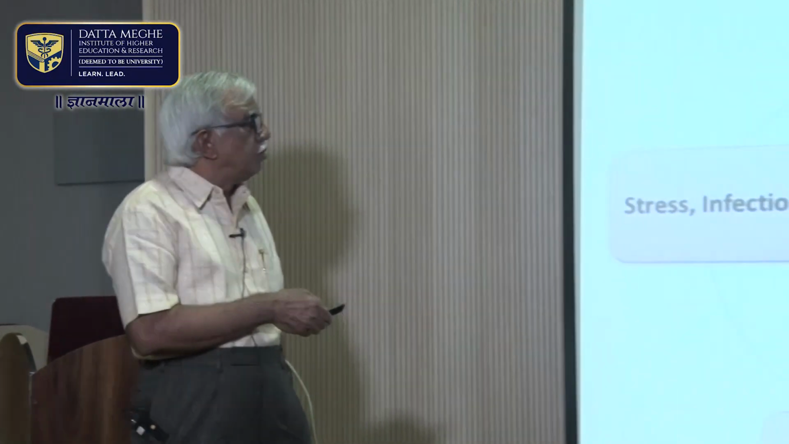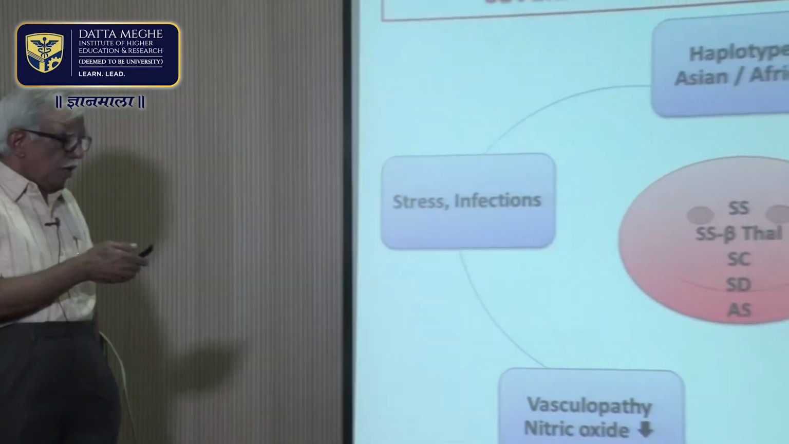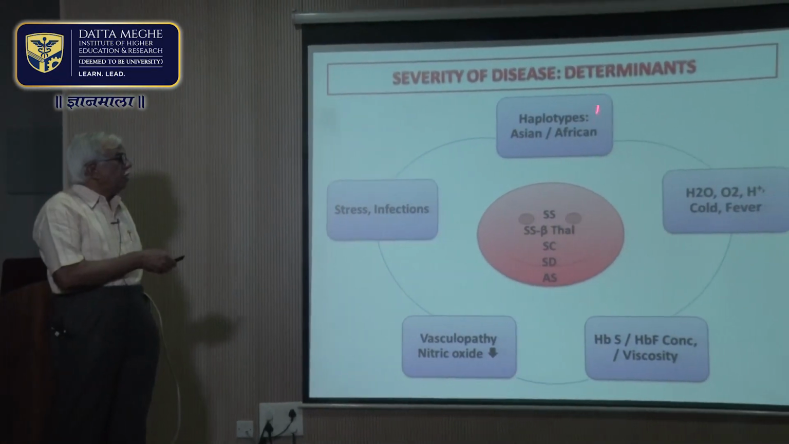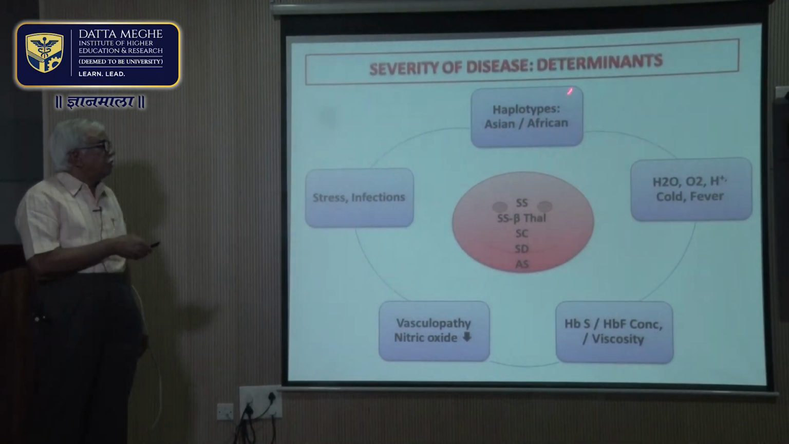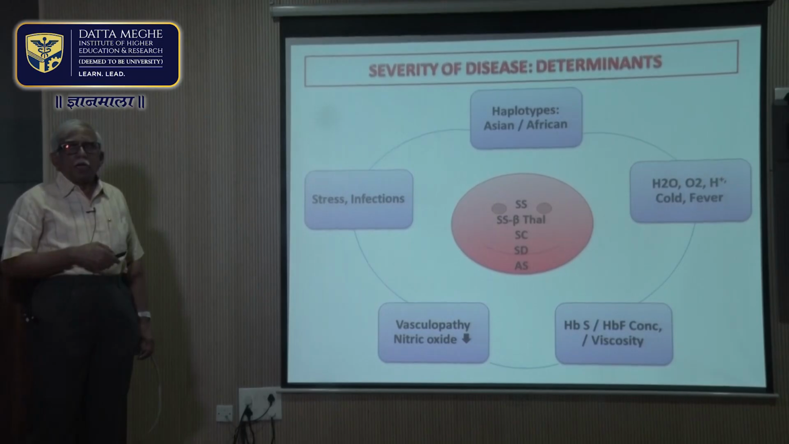Same thing is about sickle cell C, sickle cell D, and AS, which is nothing but a sickle cell trait, which has got the least morbidity and the least pathology, and therefore they are almost as good as normal people. Now, apart from this, other genetic and environmental factors are also responsible, and the genetic factors are haplotypes.